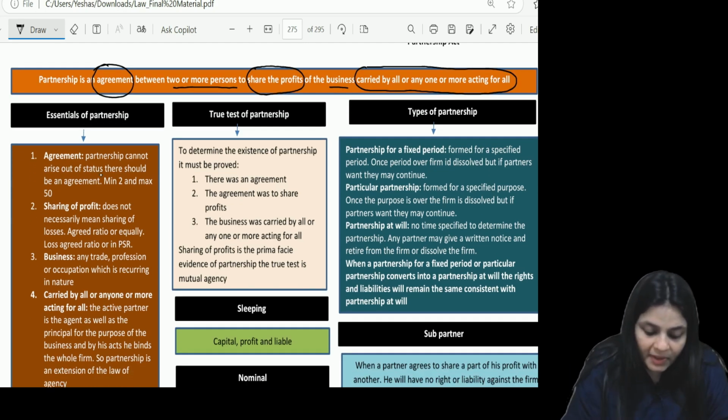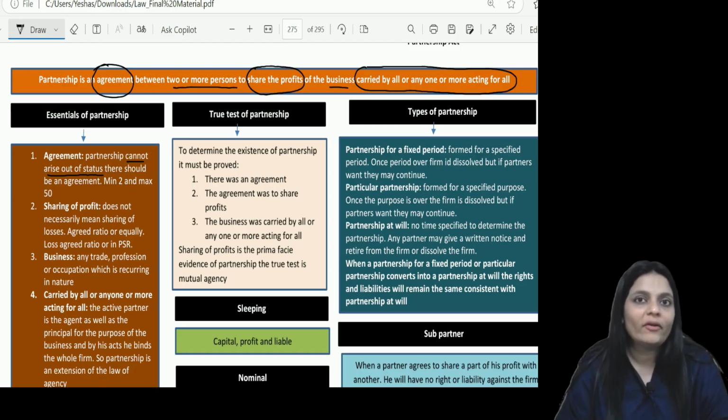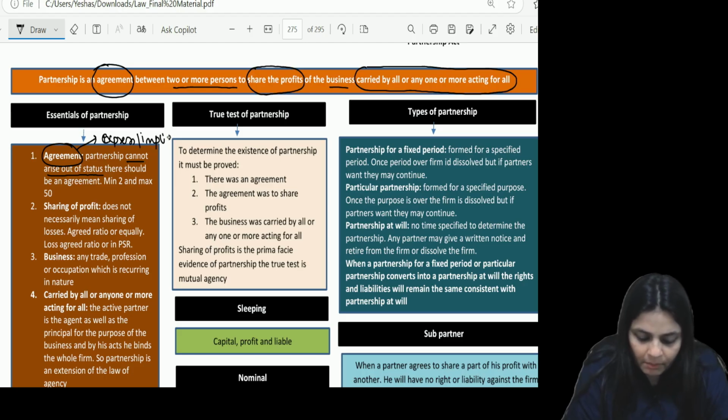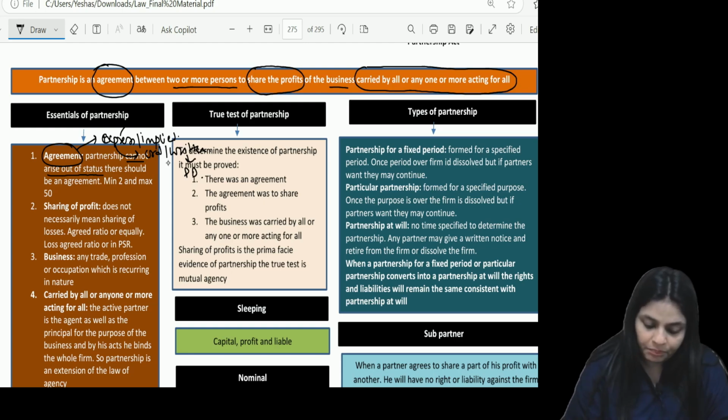So the first is agreement. Always remember, partnership can never arise out of status. Just because two people, husband and wife, let's say, carry on business together, by status they are partners for life, but not partners as per the Partnership Act. So I need to have an agreement. The agreement can be express or implied. If it is express, it can be oral or written. And when it is written, the deed where we mention all the clauses of the partnership is called the partnership deed, right?